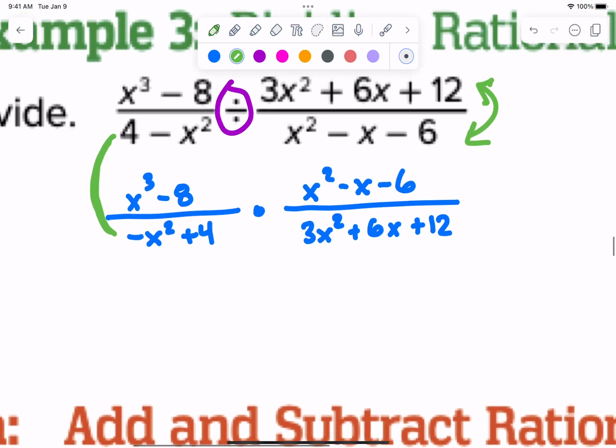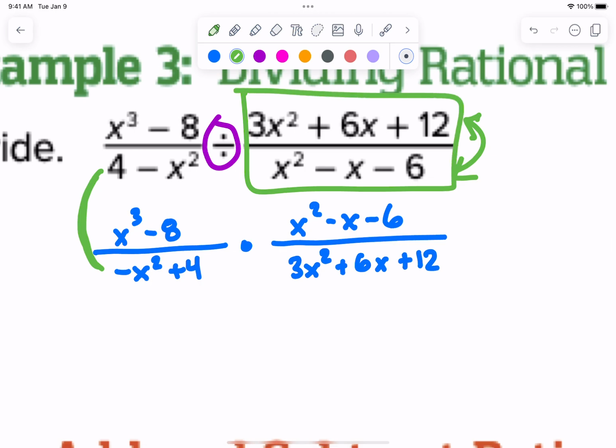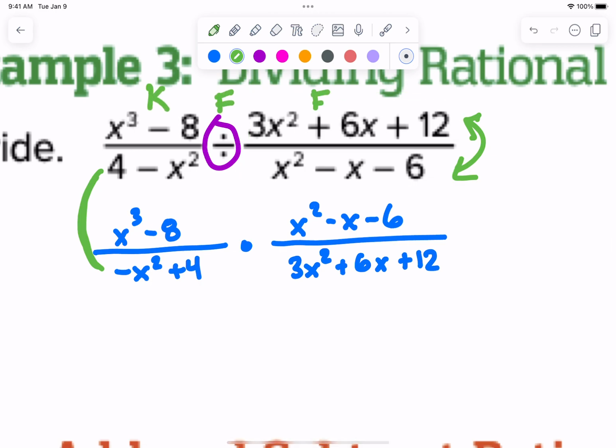We flipped just this piece. This is the only thing I flipped, because in keep, flip, you gotta keep the first part, you gotta flip the second part. We flipped the division and multiplication, we flipped the fraction, okay? All right, keep, flip. Let's go piece by piece.